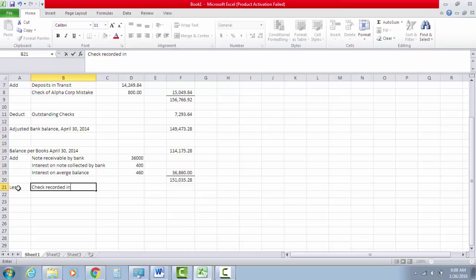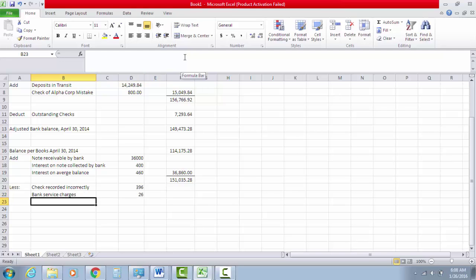Those items are the check recorded incorrectly in your check register, and that check is for $396. You then also need to record the bank service charges. The bank service charges aren't things you necessarily know of in advance. They could be the same monthly, but really you wait until you receive your bank statement and then account for these items. And then you also have a check returned for not sufficient funds. So you would include that here.